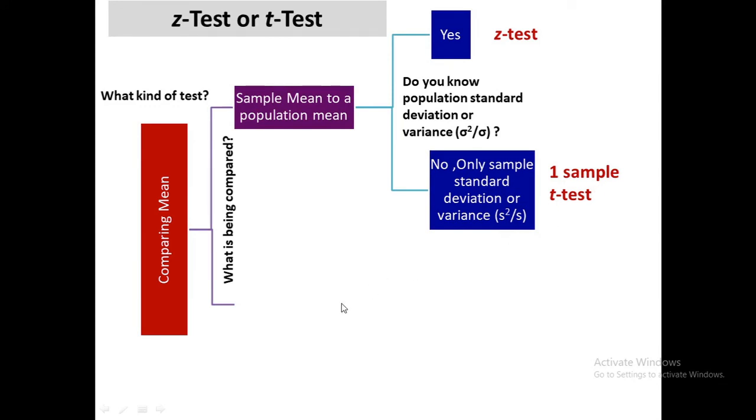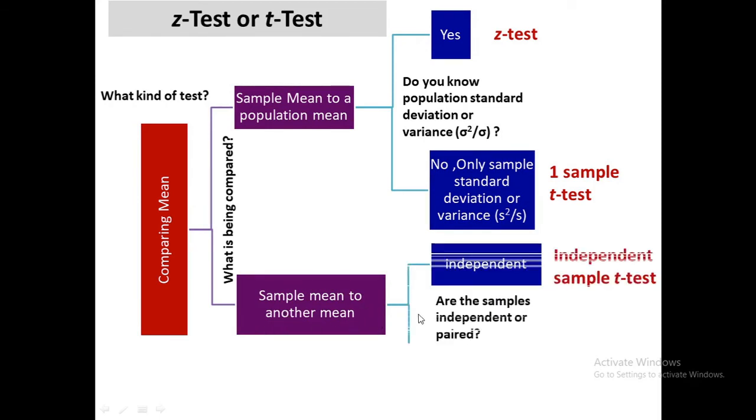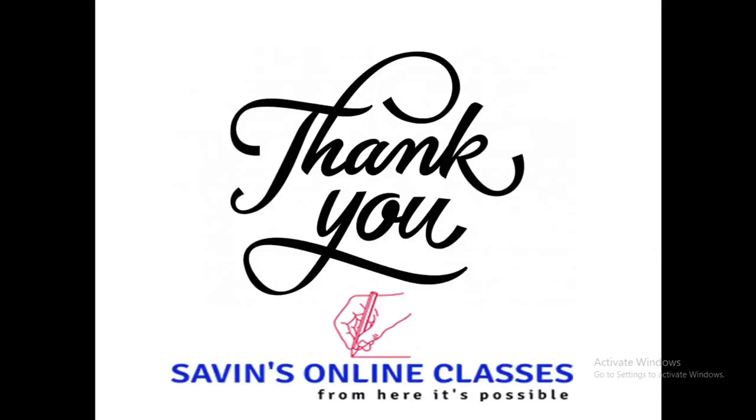On the other hand, if you want to compare sample mean to another mean, the next question is, are the samples independent or paired? If the samples are independent, we should go for independent sample t-test, and if they are paired, we must go for paired sample t-test. So my dear friends, in this video we learned when we should use Z value and when we should use t value to find out the difference between the means.